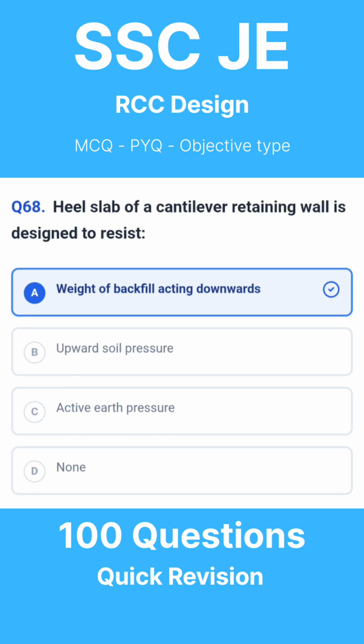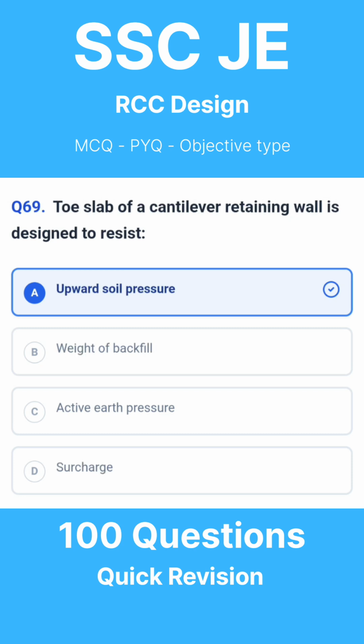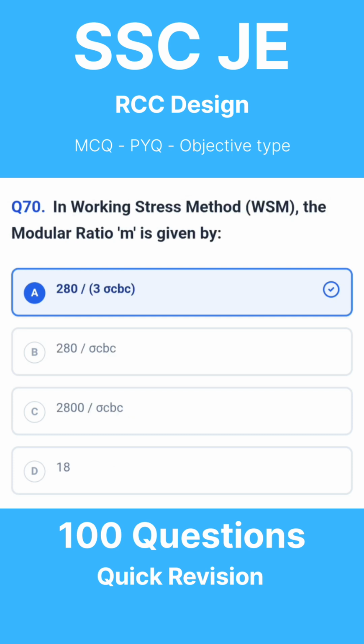Question 68. Heel slab of a cantilever retaining wall is designed to resist. The correct answer is weight of backfill acting downwards. Question 69. Toe slab of a cantilever retaining wall is designed to resist. The correct answer is upward soil pressure. Question 70. In working stress method WSM, the modular ratio, m, is given by. The correct answer is 280 divided by 3 σcbc.